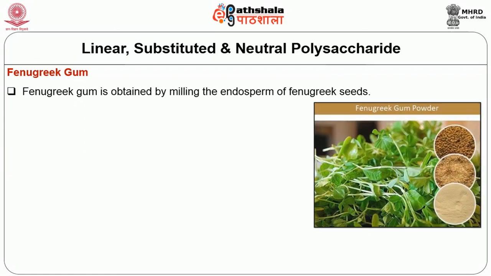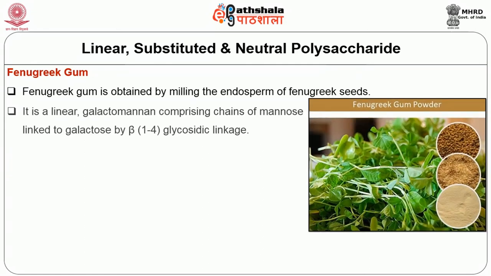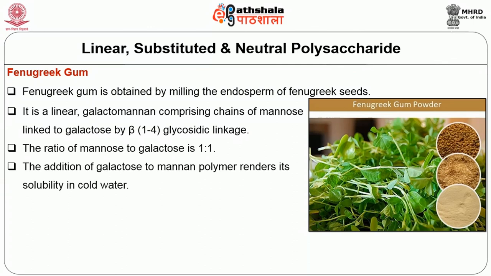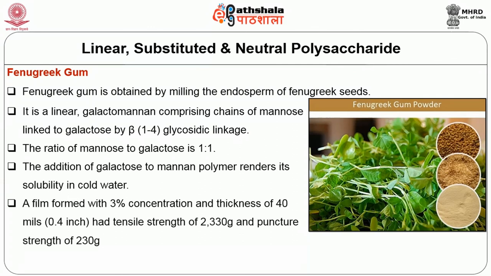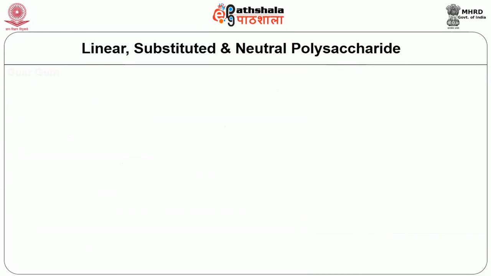Fenugreek gum is obtained by milling the endosperm of fenugreek seeds. It is a linear galactomannan comprising chains of mannose linked to galactose by beta-1,4 glycosidic linkage. A film formed with 3% concentration and thickness of 40 mils had tensile strength of 2330 gram and puncture strength of 230 gram. Next linear substituted neutral polysaccharide is guar gum.